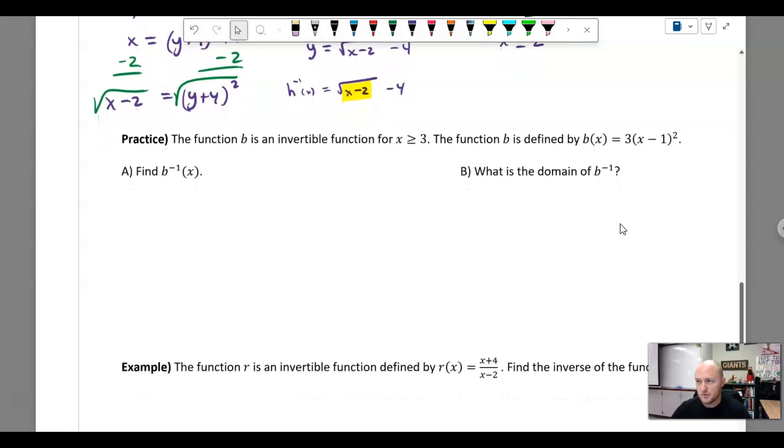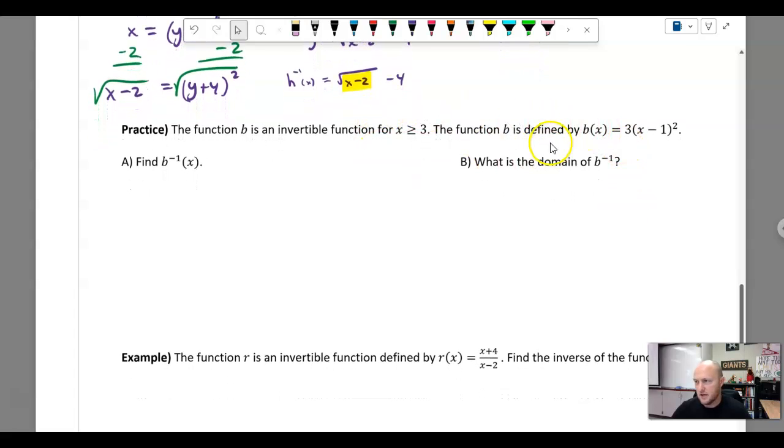Okay, here's a practice one. I want you to go ahead and please try this one. Again, for the domain, can you make this adjustment? Sorry about this. This should be x is greater than or equal to 1. So find the inverse and then go ahead and address the domain.